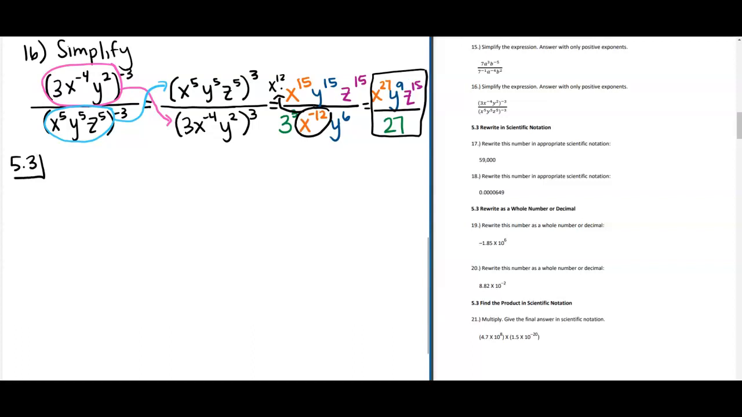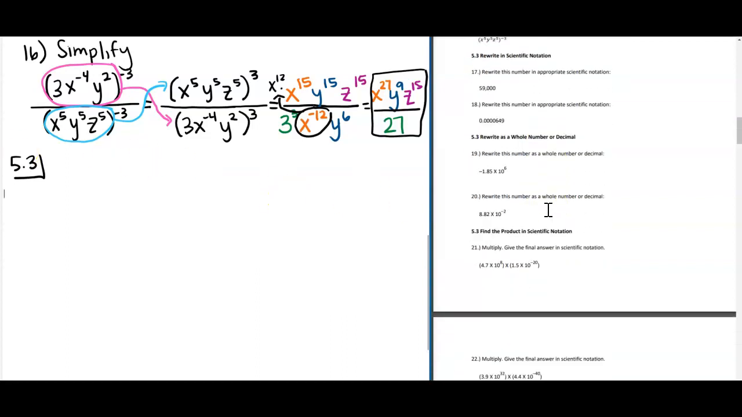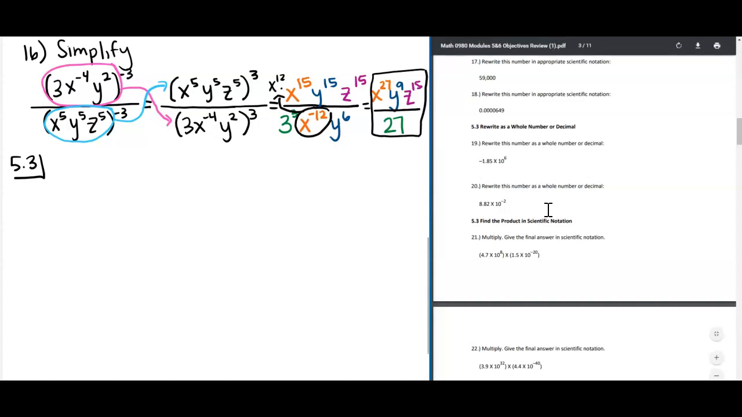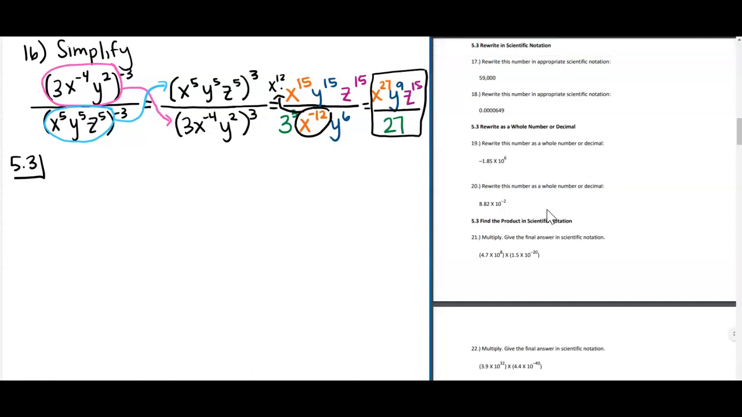All right, so in 5.3, it's where we're talking about some scientific notation. And so we got to make sure we know how to write numbers that are whole numbers, or I guess just numbers in standard form, I should say, in scientific notation, and the other way around. Right? You need to be able to make sure you can do both directions there. So let's look at number 17.